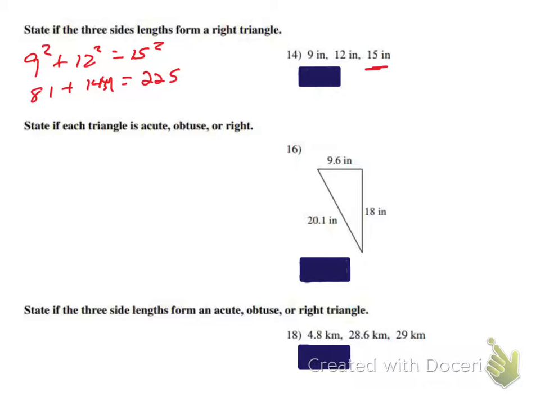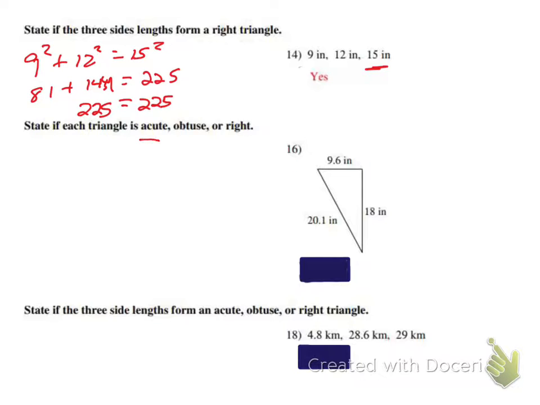So I'm going to simplify the left side. I know the right side is 225. So do 81 plus 144, and I would get 225. So yes, absolutely.